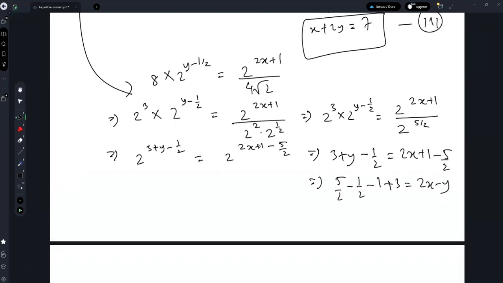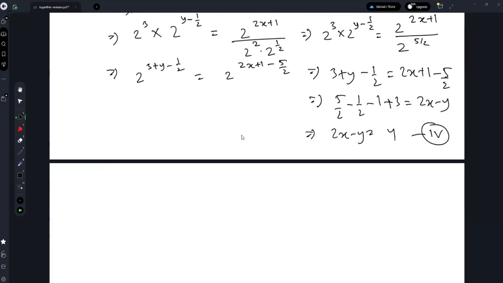So now I get to do the following. 2x minus y equals 5 by 2 minus half, which is going to be 4 by 2, which is 2. 2 plus 3 is 5. 5 minus 1 is 4. So I get 2x minus y equals 4. Equation 4. So now I need to do equation 3 plus equation 4 times 2 so that I can eliminate y.